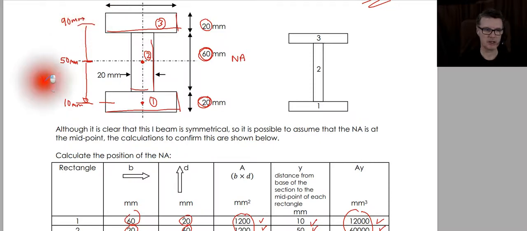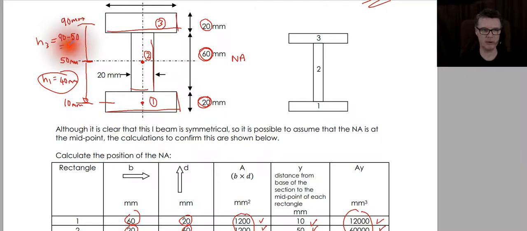So the h going back to the bottom will be 50 take away 10, so that will be 40 millimeters. And the h going to the top, I'll call that h3, will be 90 take away 50. Okay, if you did 50 take away 90 and got minus 40, you just ignore the minus sign. So we get 40 there.